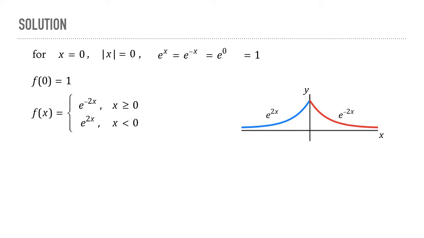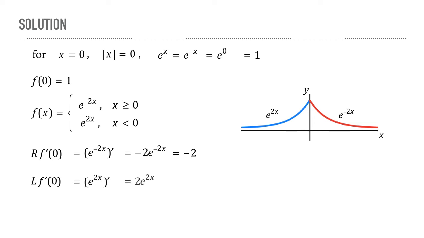Now let us calculate the derivative of this function at the point 0. So we find that the right hand derivative is the derivative of e to the power minus 2x, which can be written as minus 2 times e to the power minus 2x, which is equal to minus 2 at 0. The left hand derivative can also be found. It's a derivative of e to the power 2x, which can be written as 2 times e to the power 2x, and that is equal to 2 at x equals 0.